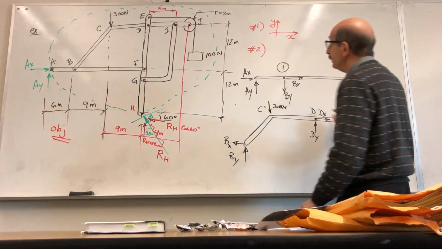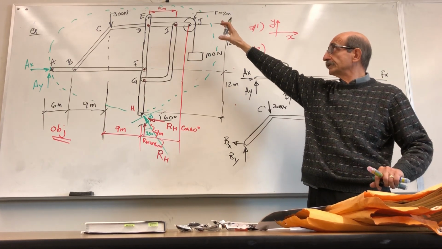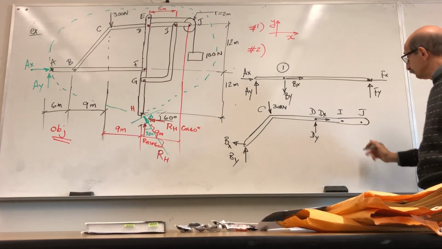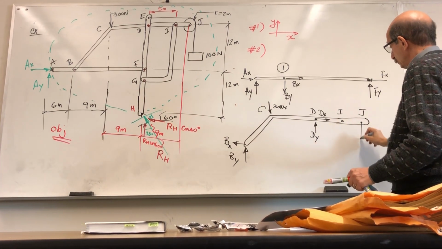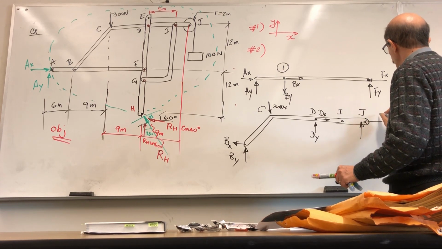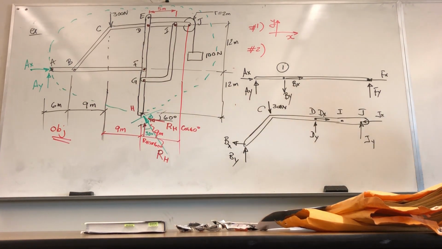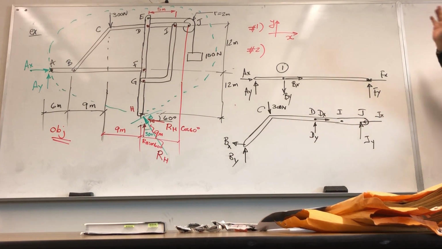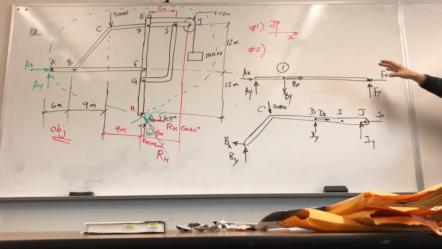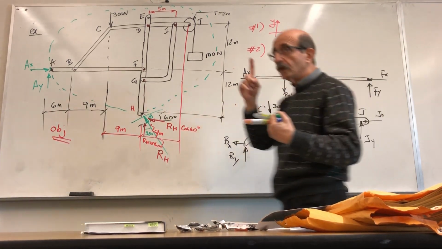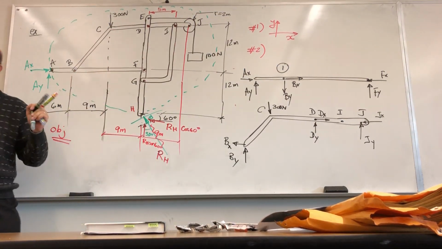At J, you have a pin, that pulley is connected to the member through a pin. So this pin represents two forces, Jx and Jy. I forgot about I. How about at I? The pin connections. How many forces do you have there? How many forces? Anybody? Two, right? Everybody agrees? Wrong. One. I gave you a warning.